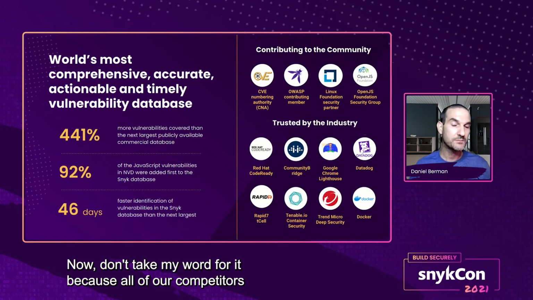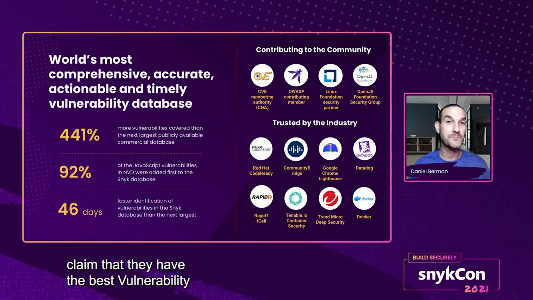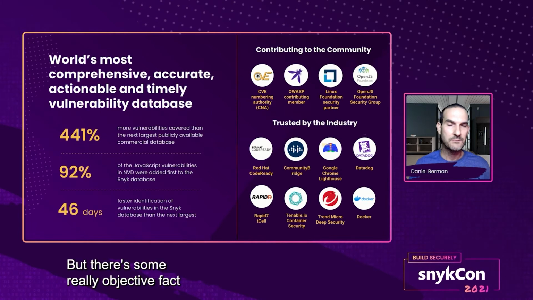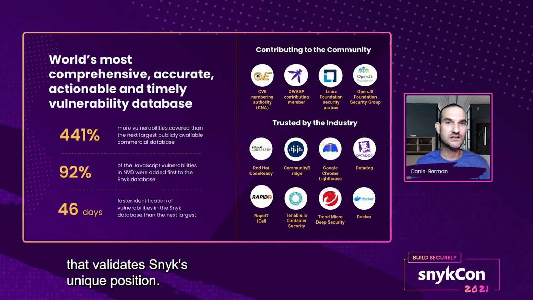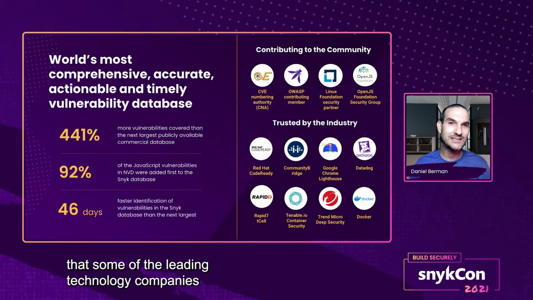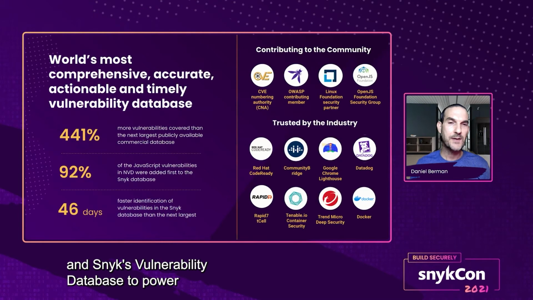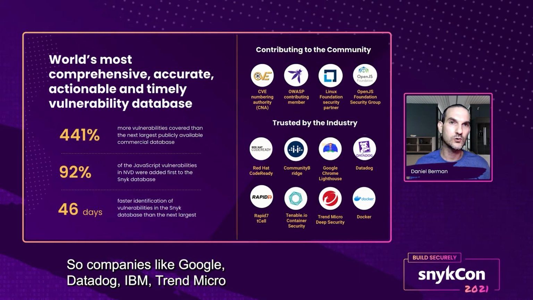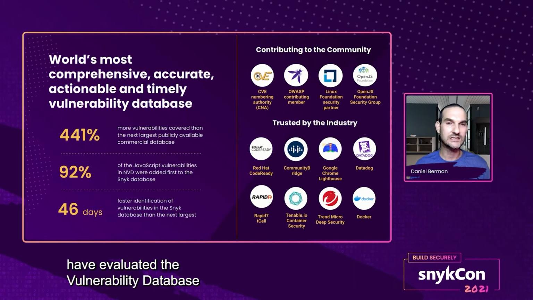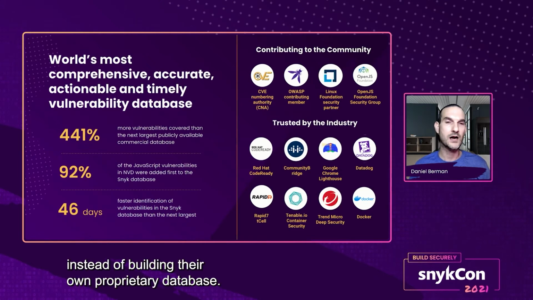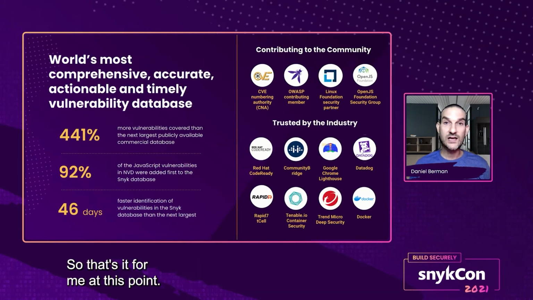Now, don't take my word for it, because all of our competitors claim that they have the best vulnerability database out there. But there are some really objective facts that validate Snyk's unique position. Probably the most important one being that some leading technology companies and security platforms have chosen Snyk Intel and Snyk's vulnerability database to power their own solutions. So companies like Google, Datadog, IBM, Trend Micro have evaluated the vulnerability database and chosen to use that as their backend instead of building their own proprietary database. So that's it from me at this point.